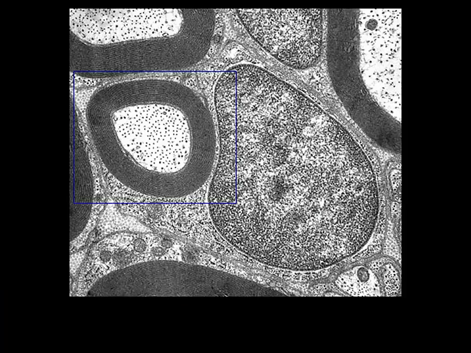Now in this image we have a Schwann cell that is actually myelinating. Here we can see the nucleus of the Schwann cell, its cytoplasm, and here it is wrapping around this particular axon. So this is a myelinated axon in the peripheral nervous system, myelinated by this Schwann cell.